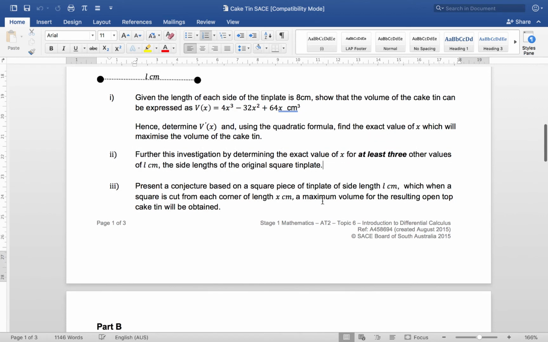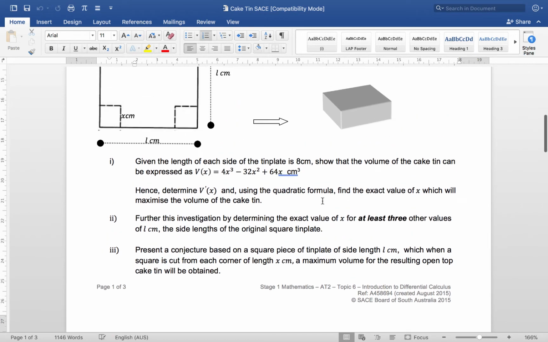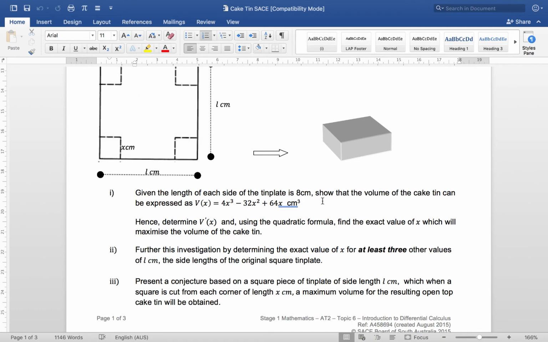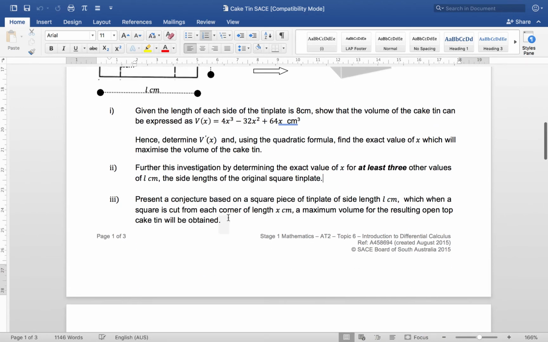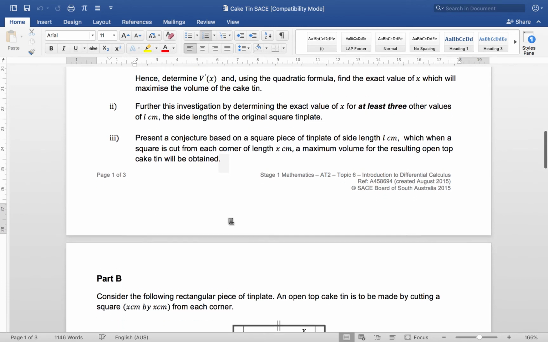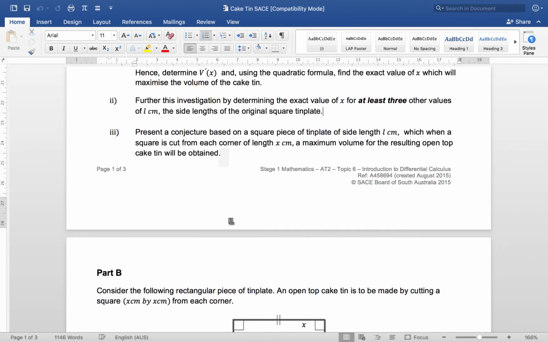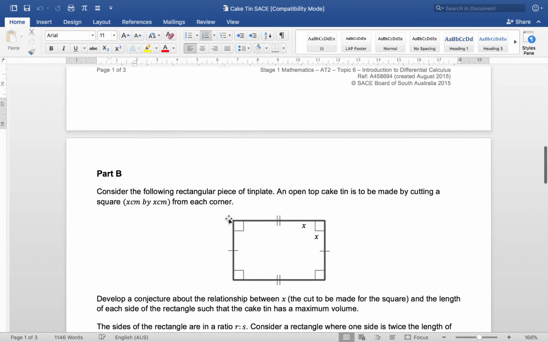Then what you're going to do, and this is going to be the more difficult bit, is present a conjecture based on a square piece of tin plate of side length L, which, when a square is cut from each corner of length x, a maximum volume for the resulting open top cake tin will be obtained. Now, what you're going to have to do for this is look at your length of L and the length of x and see if there's a relationship between them. And I'll tell you now that there is. So have a look through that and see if you can work out what that relationship is.